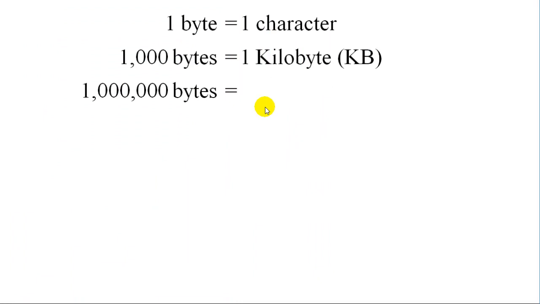Now sometimes we talk about 1,000,000 bytes. Here's 1,000, hundreds, thousands, millions. 1,000,000 bytes has a special name. Do you already know what it is? 1,000,000 characters. That's called a megabyte. Mega, million. They both start with M. A megabyte. And we abbreviate that as MB.